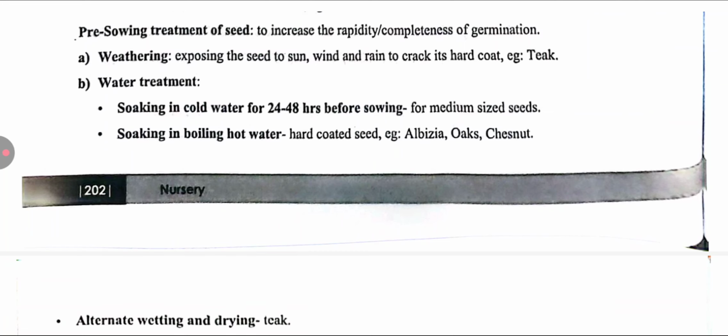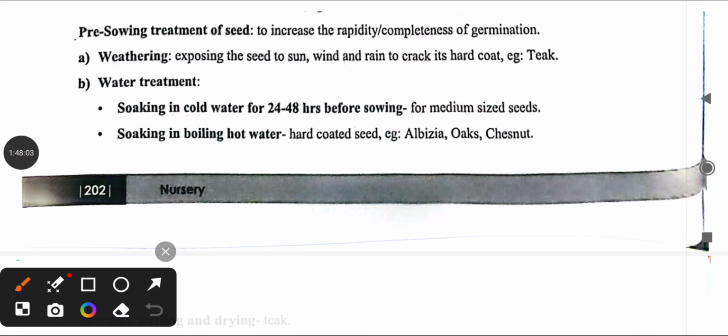Weathering: exposing the seed to sun, wind and rain to crack its hard coat. For teak, weathering. Water treatment: soaking in cold water for 24 to 48 hours before sowing.